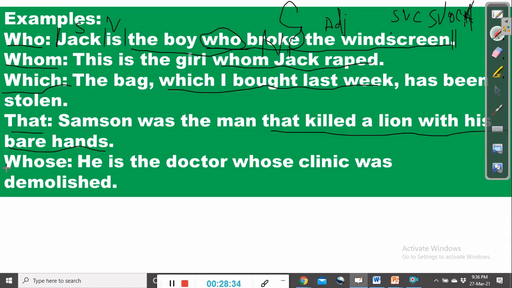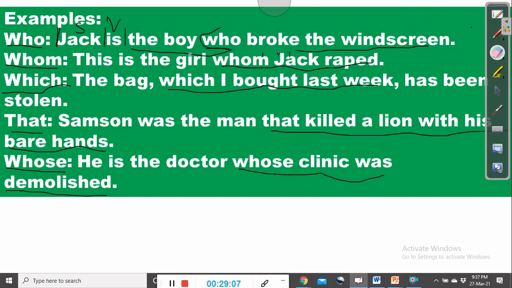Then the last one, using the relative pronoun whose, we can come up with this example. He is the doctor whose clinic was demolished. All right, whose clinic was demolished. This is the doctor whose clinic was demolished. The relative clause here is whose clinic was demolished. So these are examples of how we can use relative clauses in meaningful English sentences.